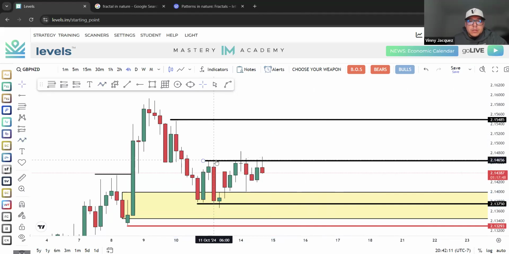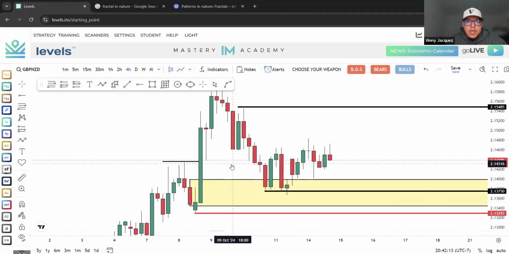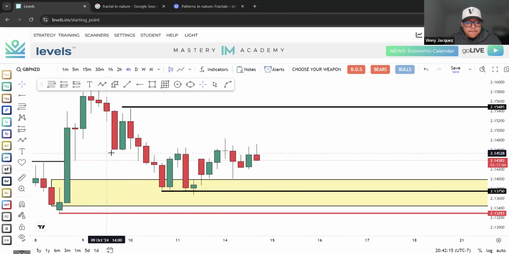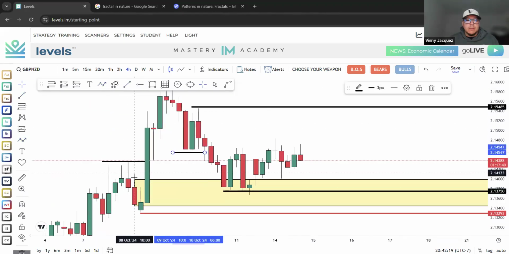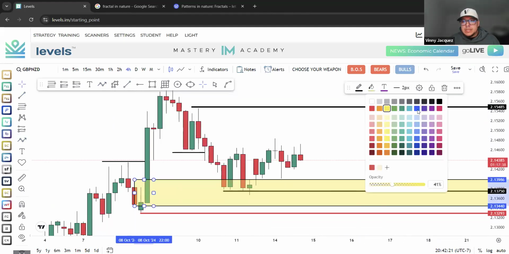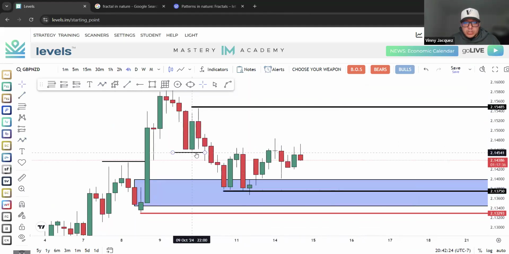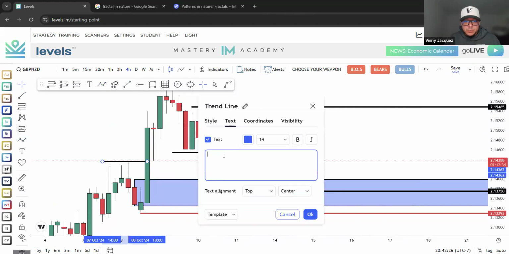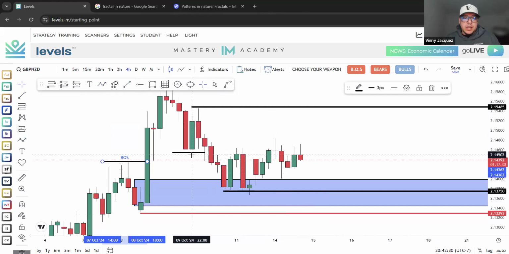Right? Now, check me out. Notice how we have a break of structure to the downside. Market is trapped between a buying starting point and a selling starting point. Break of structure to the downside, right? We have a bullish break of structure. That's why it's really good to understand structure, guys.